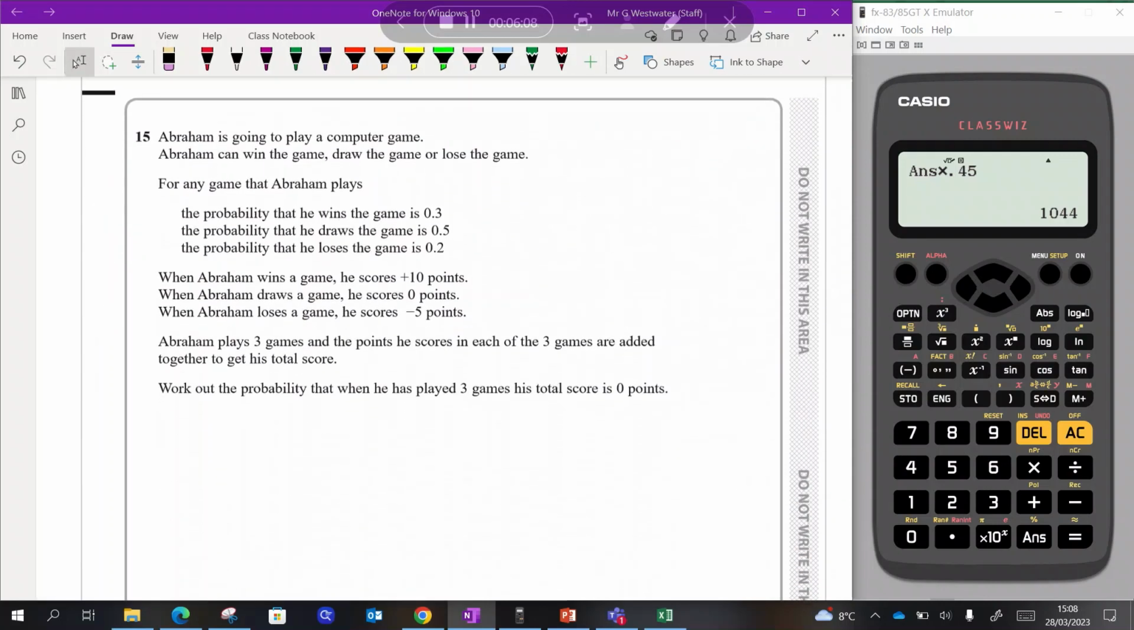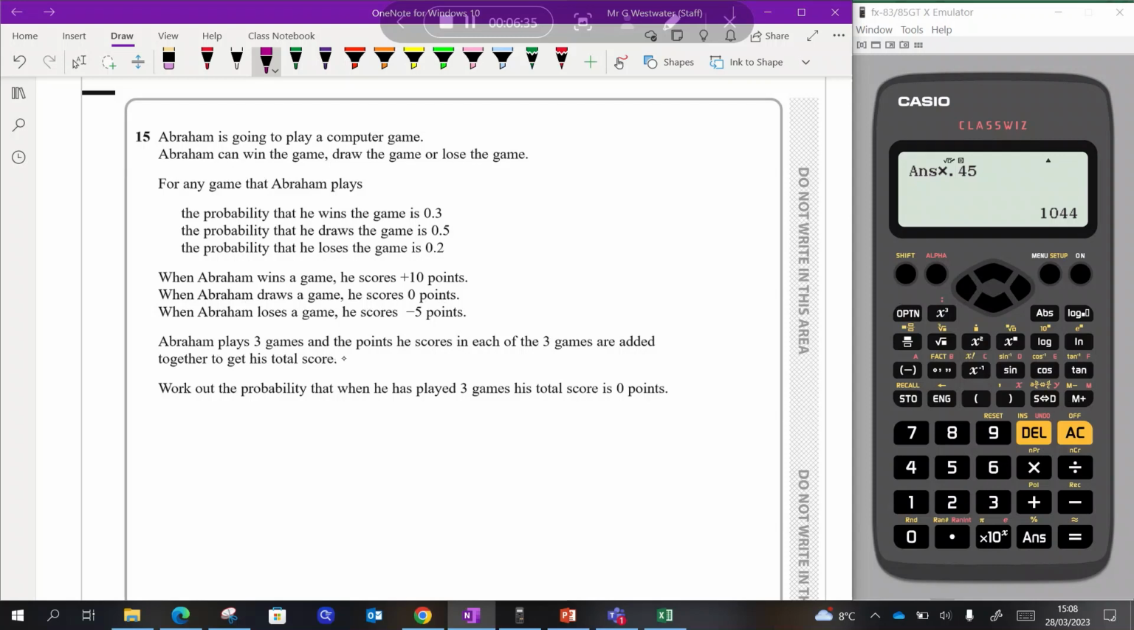Abraham is going to play a computer game. He can win the game, draw the game, or lose the game. For any game that Abraham plays, the probability that he wins is 0.3, the probability that he draws the game is 0.5, and the probability that he loses the game is 0.2. When Abraham wins a game, he scores 10 points. When he draws the game, he scores 0 points, and when he loses the game, he scores -5 points.